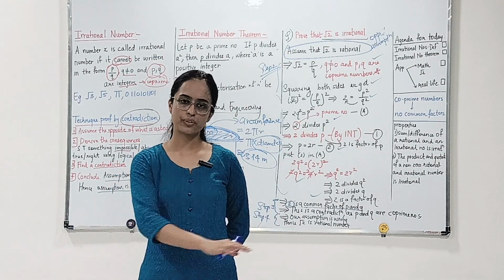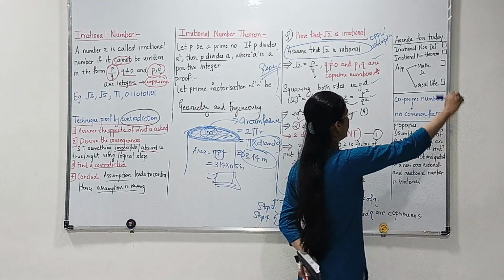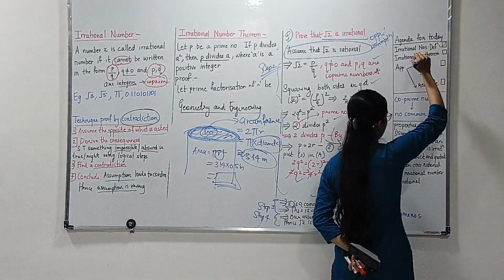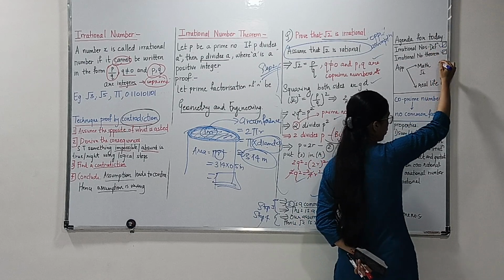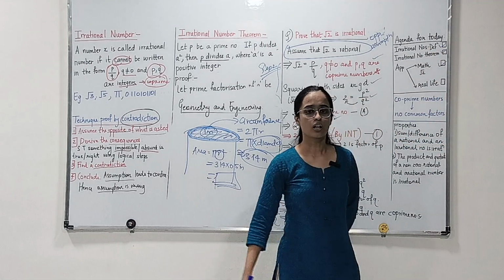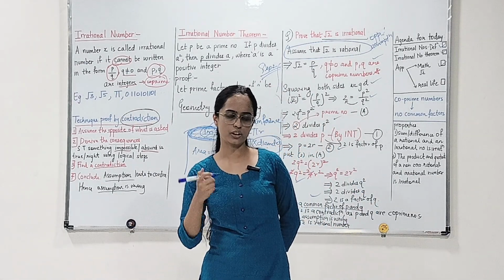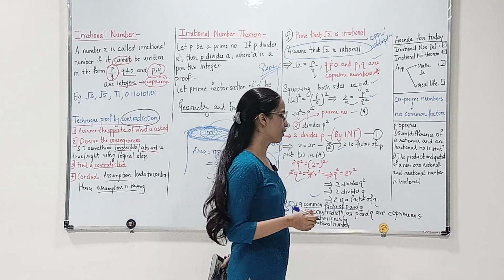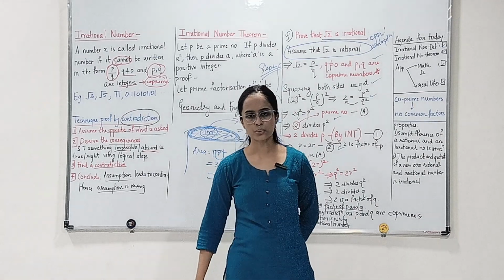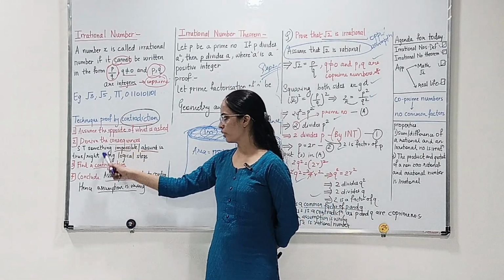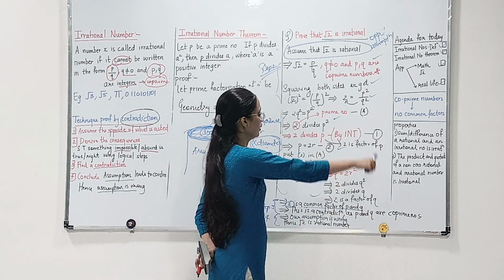So students, with this we come to the end of today's lecture. In today's class, we studied the definition of irrational numbers. We studied the irrational number theorem. We saw how to prove that a number, let's say root 2, is irrational using the irrational number theorem, and finally we also saw its real life applications. I would request you all to pause the video and note down these steps so that it would be useful for you to solve problems of this type.